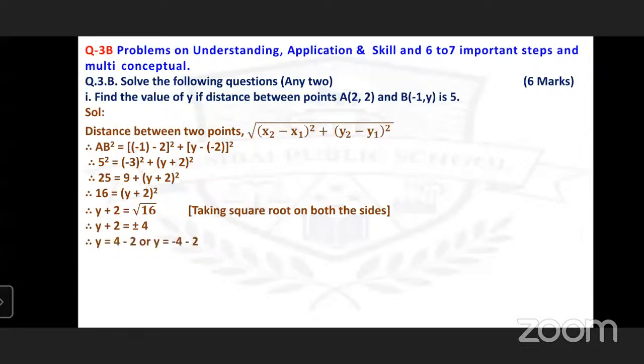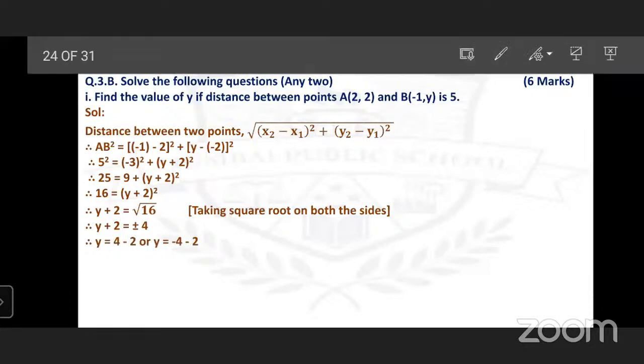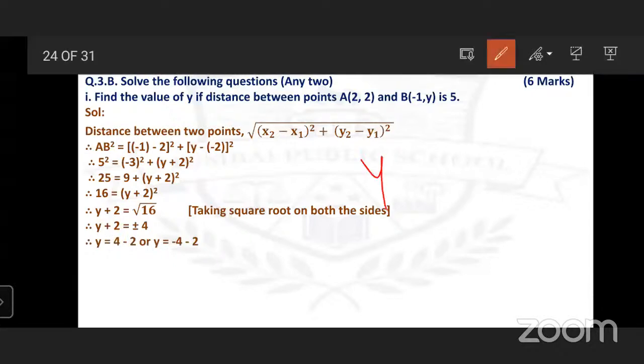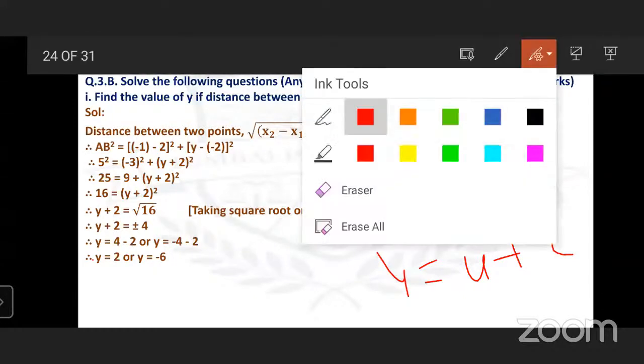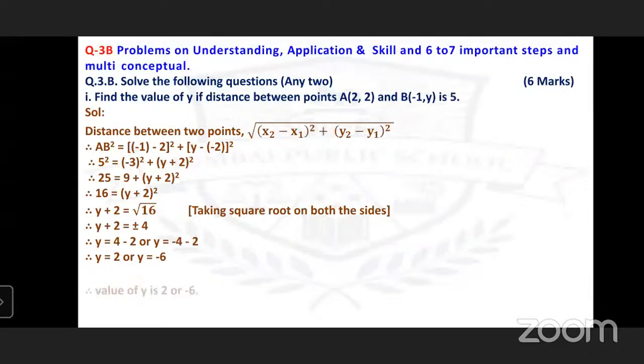See, we write here y is equal to, one time we take minus 2 and second time we take plus 2. So y is equal to plus 2 or y is equal to minus 6. So it has two solutions: y can be 2 and y can also be minus 6. So in this question we apply the distance formula and we find the value. Now the value of y is 2 or minus 6.